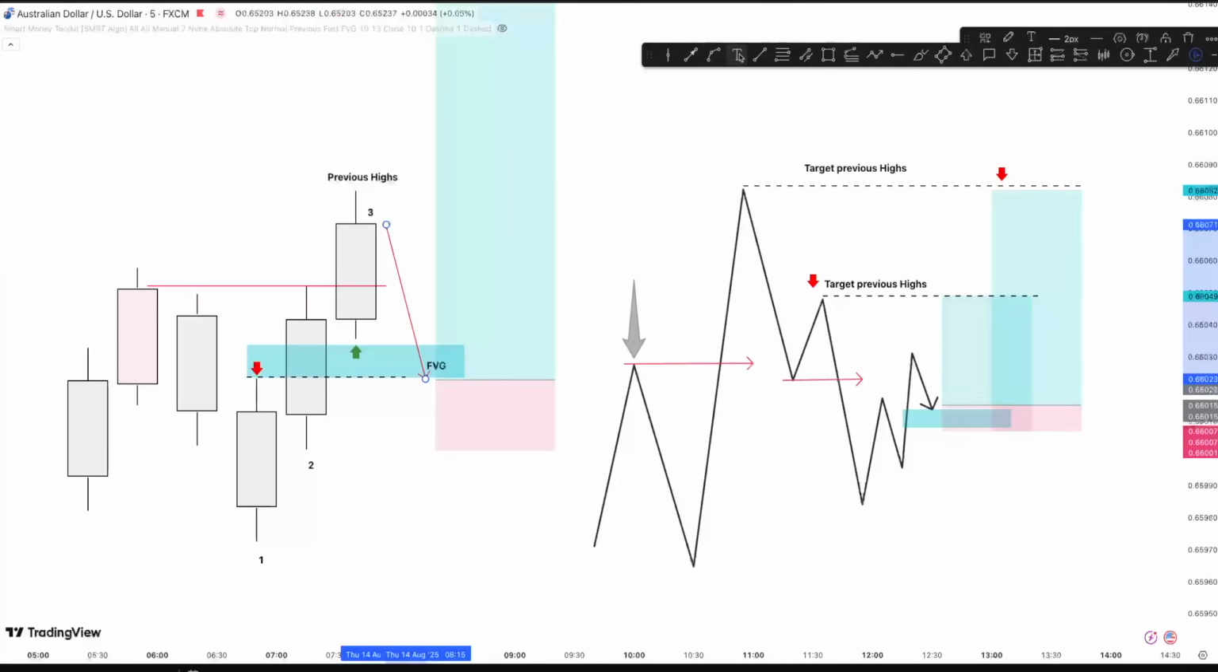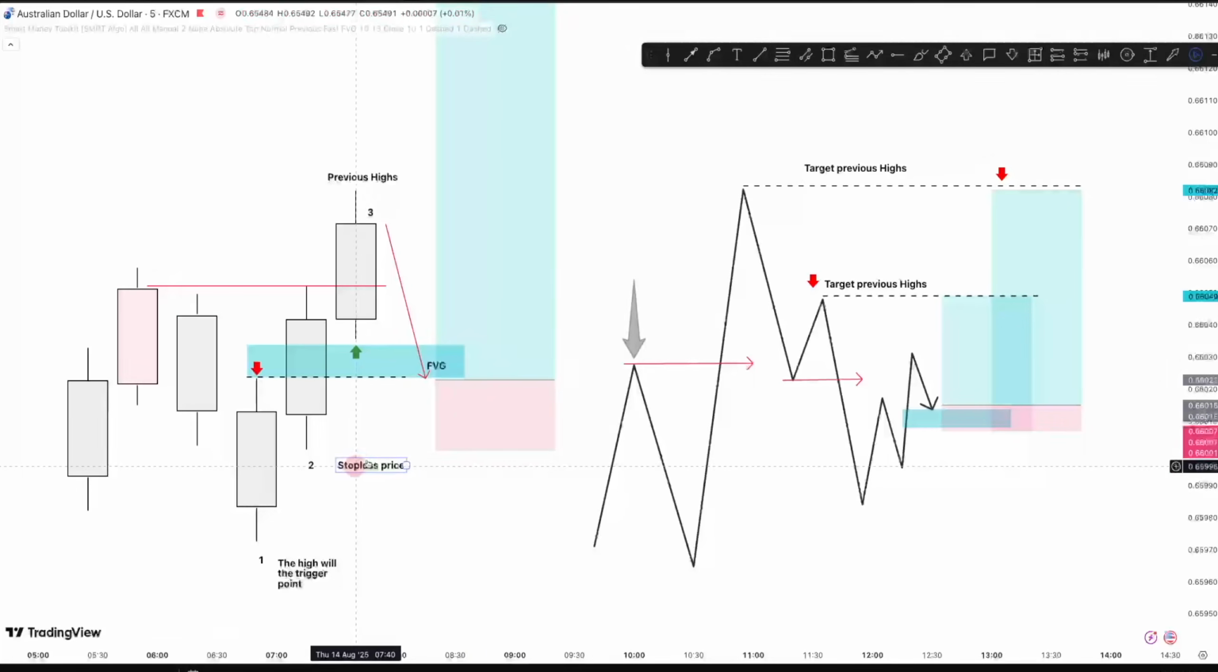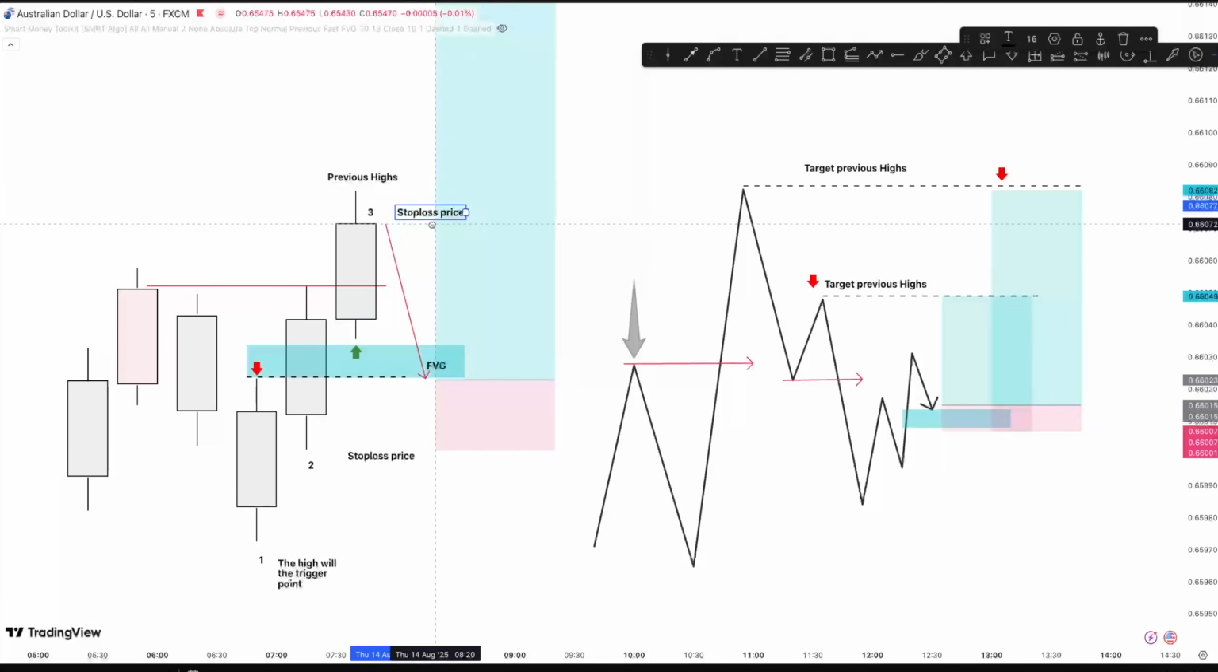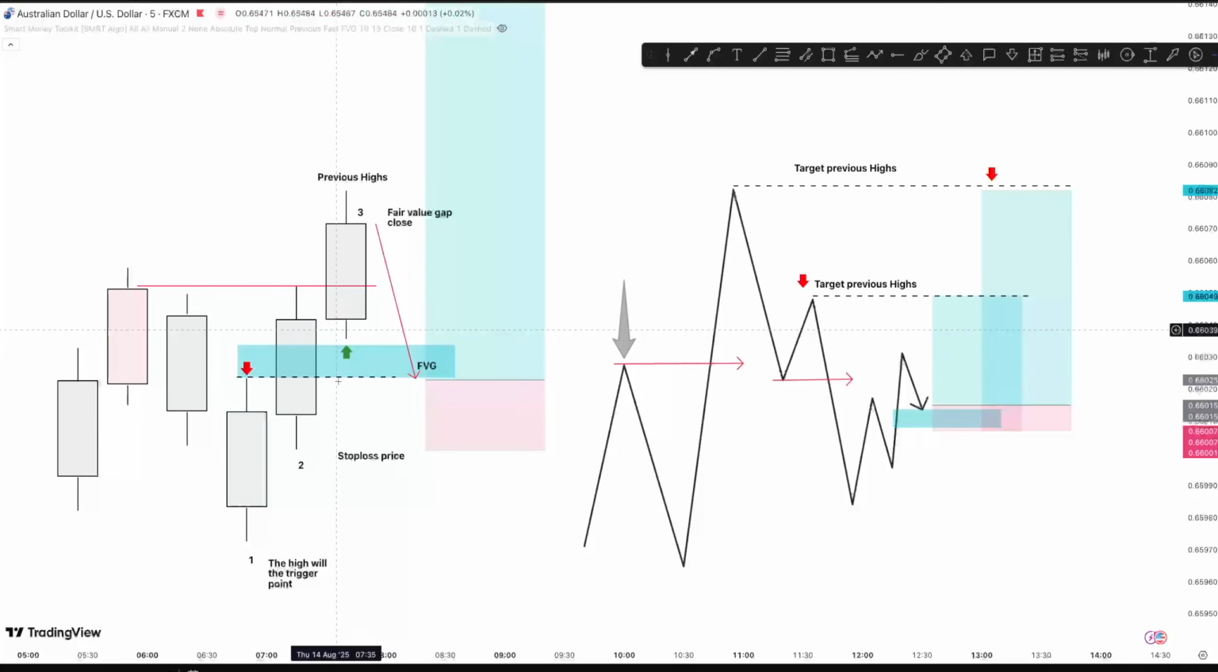The first candlestick will be your, let's say, analysis, or maybe the high will be the trigger point, and the second candlestick will be your stop loss price. Then the third candlestick will be our fair value gap close, let's just say. The third candlestick is the one that, when it closes, creates that fair value gap in the market. You have to understand that. Stop loss on number 2. That's pretty much everything, because this is a simple trading strategy. You don't have to make your brain go hard on it.